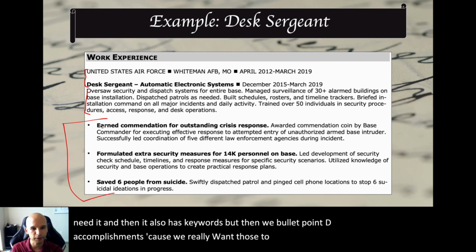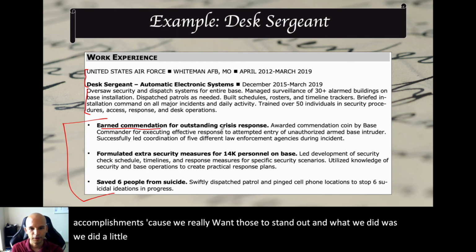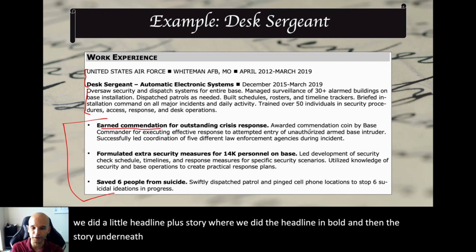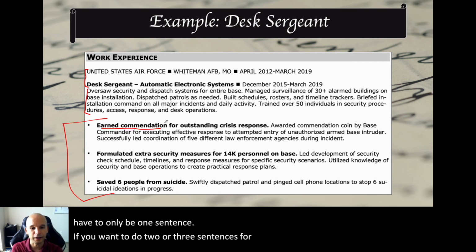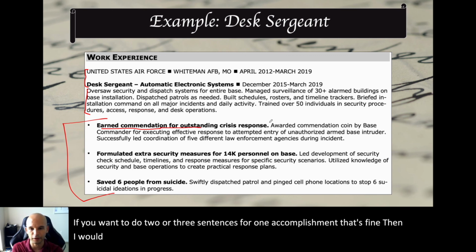And what we did was a little headline plus story, where we did the headline in bold and then the story underneath. So there's no rule saying your accomplishment statements have to only be one sentence. If you want to do 2 or 3 sentences for one accomplishment, that's fine. Then I would probably just do something like this, though. I would bold the headline, the lead sentence, and then explain the accomplishment in the story.